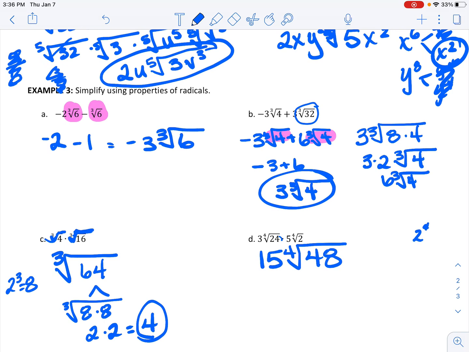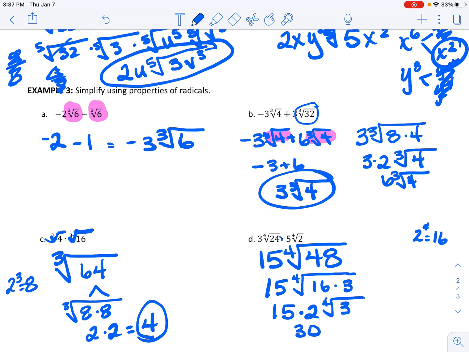So to the fourth power, 2 to the fourth power is 16. Is 16 a factor for 48? Yes, it is. So this becomes 15 times the fourth root of 16 times 3. The fourth root of 16 is 2. So 2 comes out. So 15 times 2 times the fourth root of 3. And what's 15 times 2? 15 times 2 is 30.